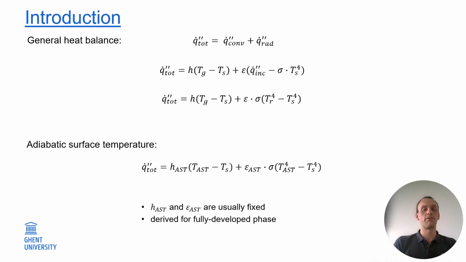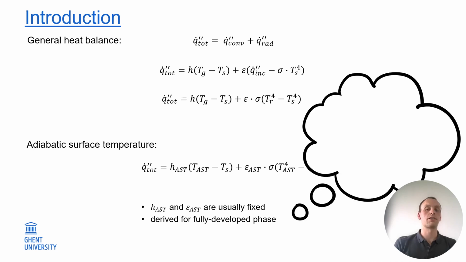If we compare this to the framework of the adiabatic surface temperature, we see that the heat balance formulation is very similar, but not exactly the same. The main difference is that in the adiabatic surface temperature framework, we do not distinguish between a gas temperature and a radiation temperature. We just have one temperature, the adiabatic surface temperature, which is going to cause the same total net heat flux as what we had before. The adiabatic surface temperature is usually based on fixed values for the convection coefficient and the effective emissivity, and these values are usually derived for the fully developed phase.